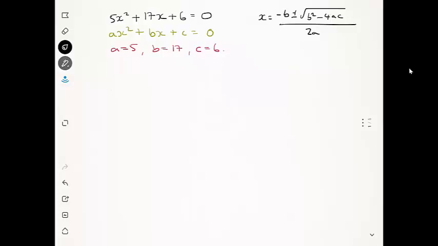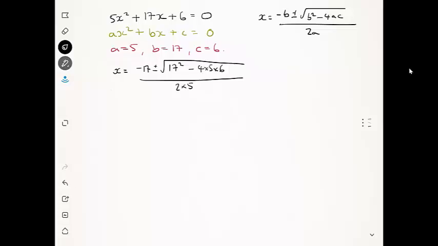So we're going to have x equals minus b is minus 17 plus or minus the square root of b squared is just 17 squared minus 4ac, minus 4 times 5 times 6, all over 2 times a. So in this case 2 times 5. So I've done no calculation here. That's the crucial thing to notice first of all. I haven't done any calculations. I've just put the numbers in and written them down.